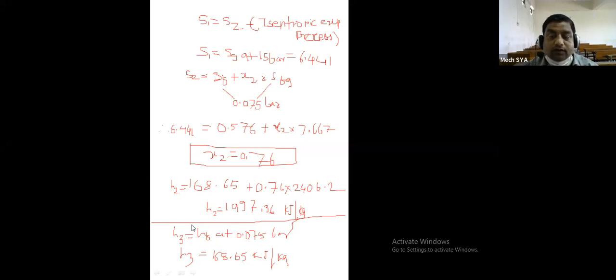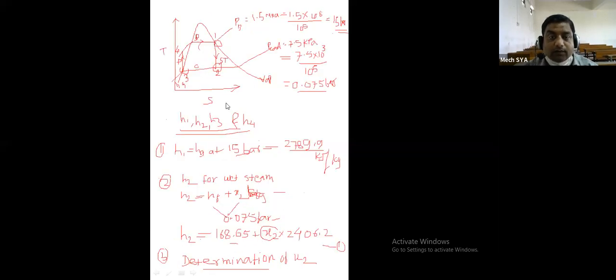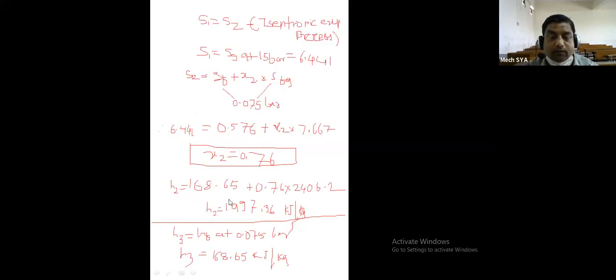Then next is H3, which is equal to HF at 0.075 bar. If you see the diagram, the H3 point is lying on the pure liquid line. Here H3 is equal to HF, and the corresponding pressure is 0.075 bar. Therefore, H3 is equal to HF at 0.075 bar, which is 168.65. This value we have already calculated.